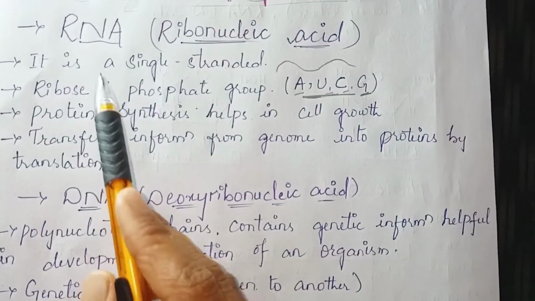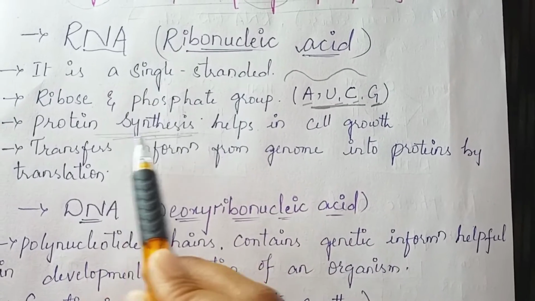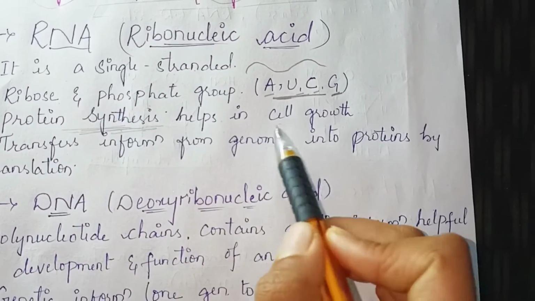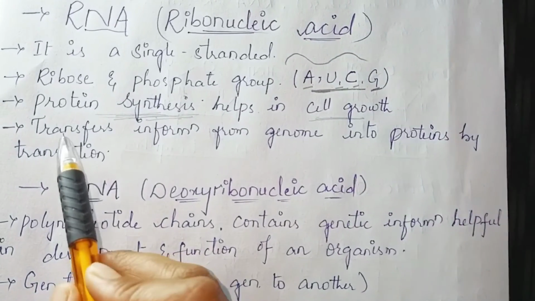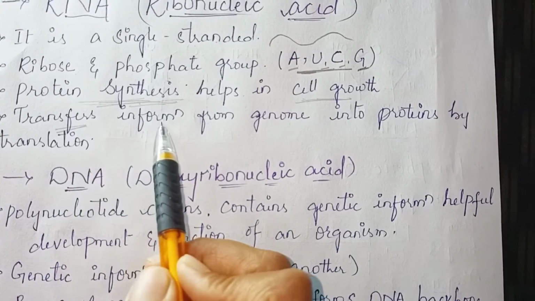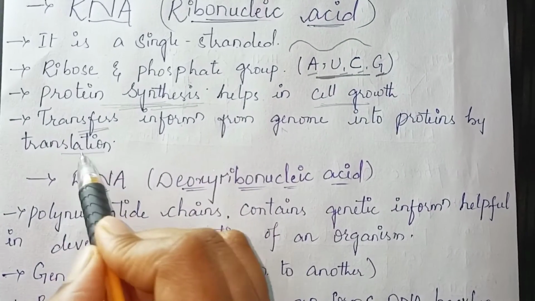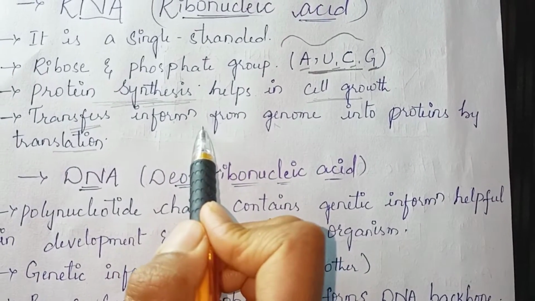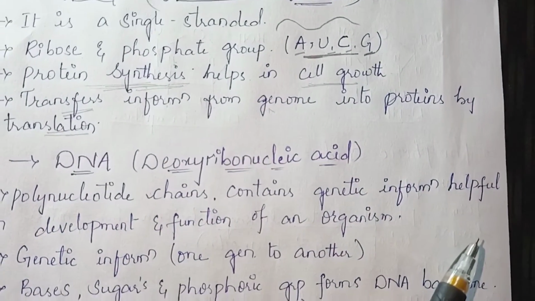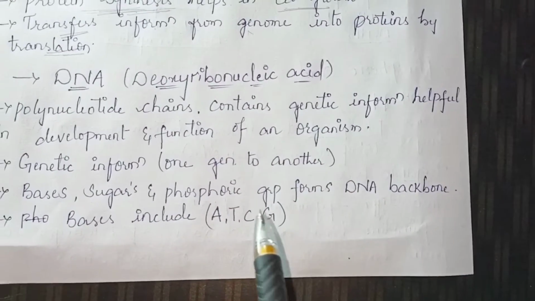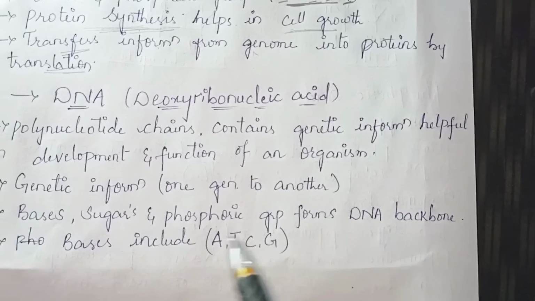Next, RNA is helpful in protein synthesis, and through the synthesis of protein, cells undergo growth and development. So it is very important and essential for the growth of the human. It is also helpful in the transfer of information from the genome into the protein by the translation process. This is about RNA. Again, RNA is of 3 types. If you want, just comment and I'll make a video on that as well.